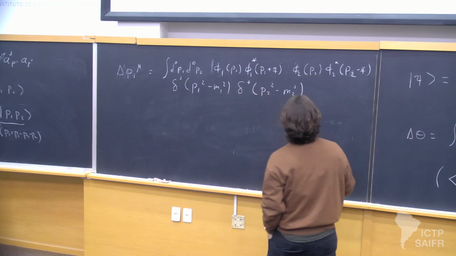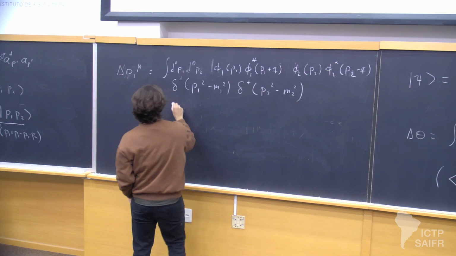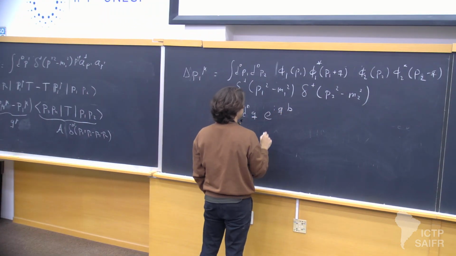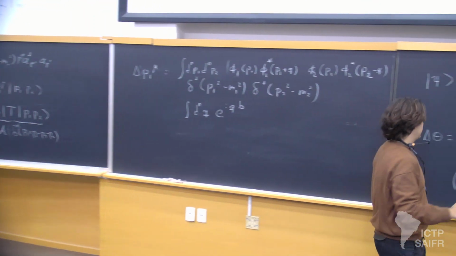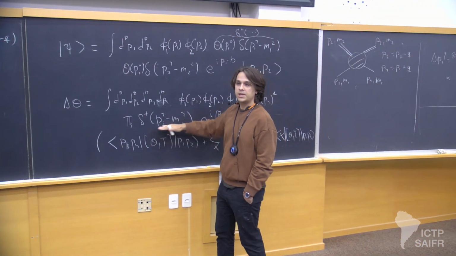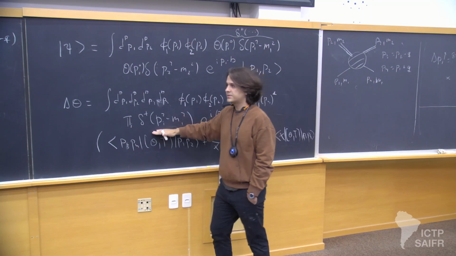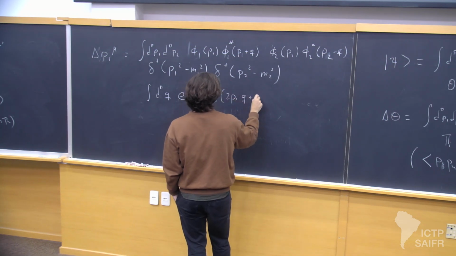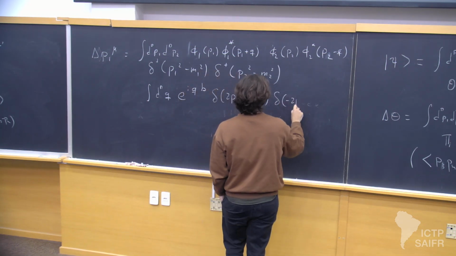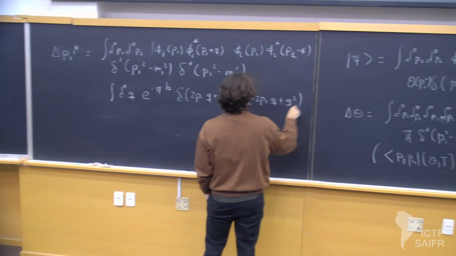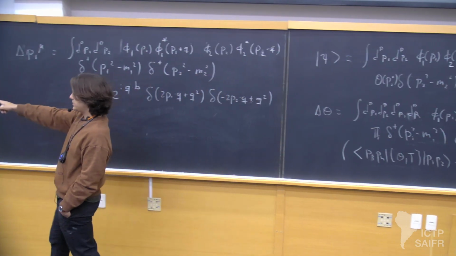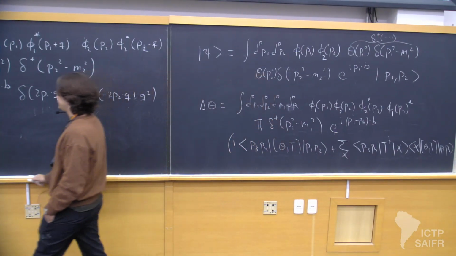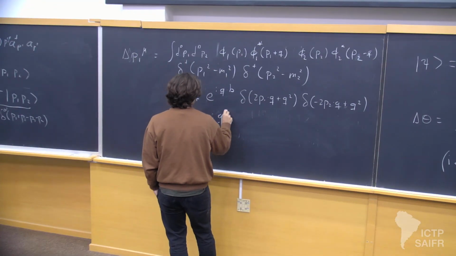Okay, so I have this whole thing, and then I have ddq e to the i q dot b. Here I had 4 momentum conserving delta functions, but now I change P3 and P4 to be P1 and P2 minus Q. So this is going to give me delta of 2 P1 dot Q plus Q squared, delta of minus 2 P2 dot Q plus Q squared, right? And from this term here, I will remember that I will have an i here, which I forgot. I will just have iQ times the amplitude.